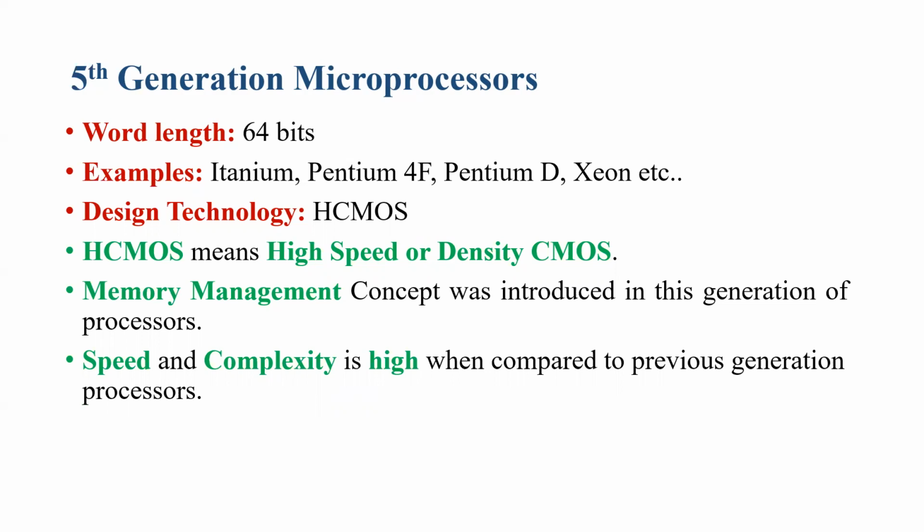Efficient memory management concepts were introduced in this generation of processors, along with pipelining concepts, cache memory concepts, virtual memory concepts, and dual core and quad core concepts. All these were introduced in the 5th generation processors. Finally, we know that the speed and complexity of 5th generation processors are high when compared to previous 4th generation processors. I hope you understand the generations of processors.